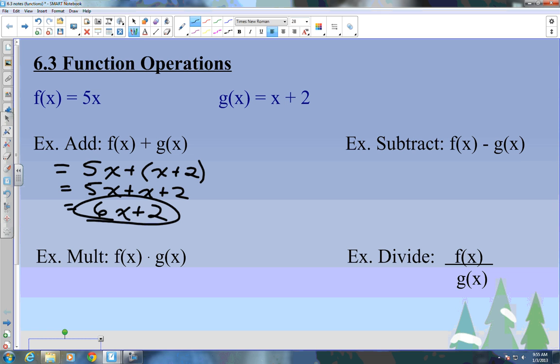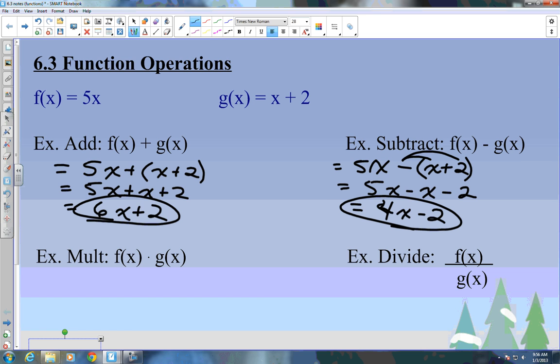Okay. So now subtracting, same deal. F of x is 5x minus, now the parentheses here are important because it's minus everything of g of x. So that means I have to distribute that negative, and I get 5x minus x minus 2, or 4x minus 2. Okay? So this part of it's pretty simple, straightforward.